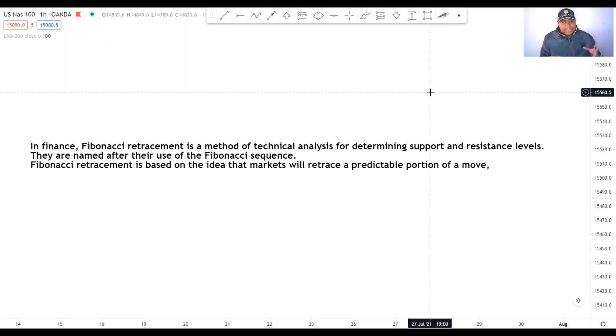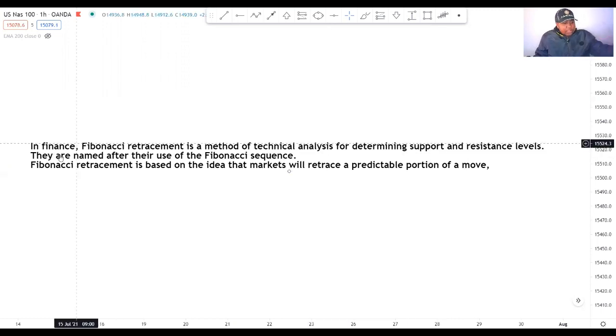So as you can see on my screen, I have a tool that will help you to get the best entries when it comes to Nasdaq. Let's just define it and understand what it does. Then we're going to go on and show you examples in the market, show you how you can apply this in the right way. Some of you have come across this tool, but don't know how to use it in the right way. Okay, so let's define it.